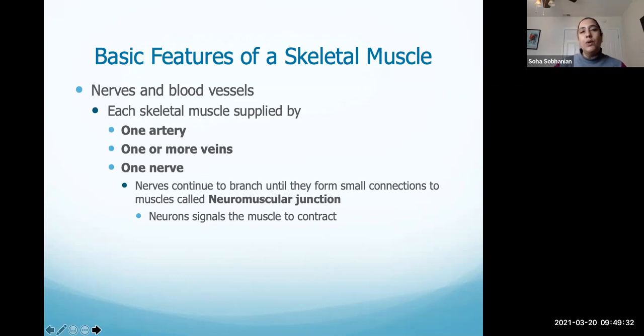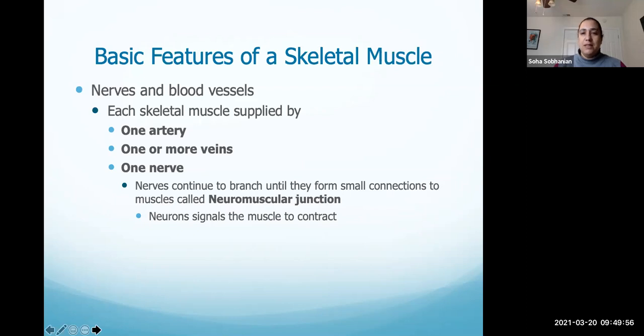So arteries are going to be the ones that bring in the oxygenated blood to your skeletal muscle. And typically you have one or more veins. You have more veins actually, collecting the deoxygenated blood from your skeletal muscles and taking it back to the heart.